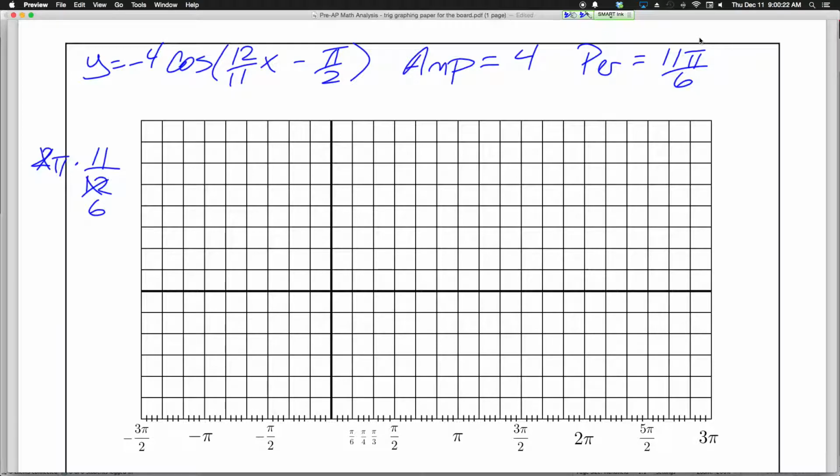Okay, then my shift, which way am I going? Right. I'm going to the right. You might think it's pi over 2, but it's not pi over 2. If there is a number on the x, you have to multiply whatever this number is by the reciprocal of the number in front of x. So I have to do pi over 2 times 11 over 12. So that means my shift is 11 pi over 24.